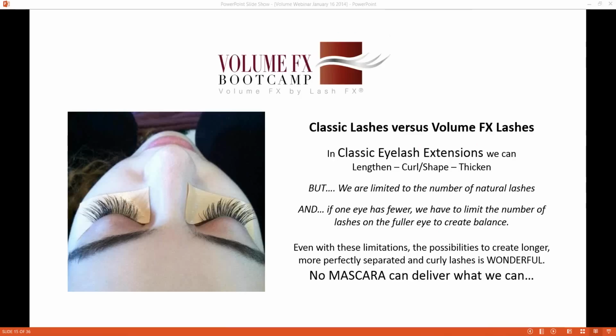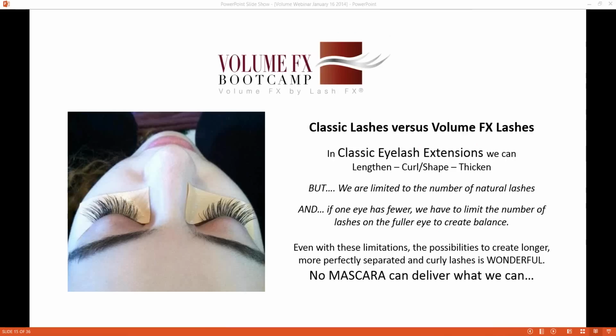So we can lengthen, curl, and shape, or thicken the lashes, but we are limited to the number of natural lashes. We all know as lash professionals that we can only put one extended lash onto one natural lash, a perfectly isolated natural lash, when we talk about classic lashes. So if a client comes to you and they have fewer lashes for whatever reason, maybe they rub, they had an allergy attack, or maybe it's just naturally occurring for them, maybe they have fewer lashes on the right eye than the left eye, you kind of have to play to the lower denominator with classic eyelash extensions.